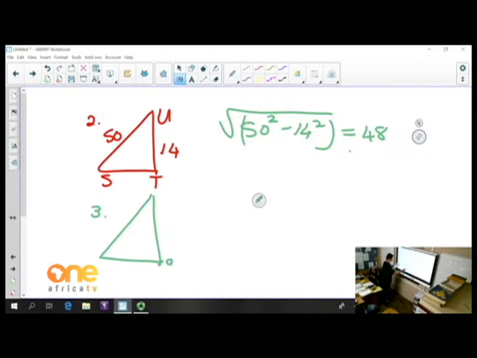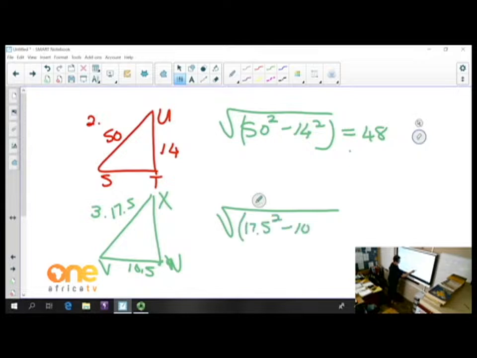VWX. This is 90 degrees here at V. So it's VWX. This one is 10.5, and this one is 17.5. So it is again a subtraction sum: 17.5 squared minus 10.5 squared. And we use our calculator. So it's the square root of brackets 17.5 squared minus 10.5 squared, close, is equal to 14. So this is equal to 14.